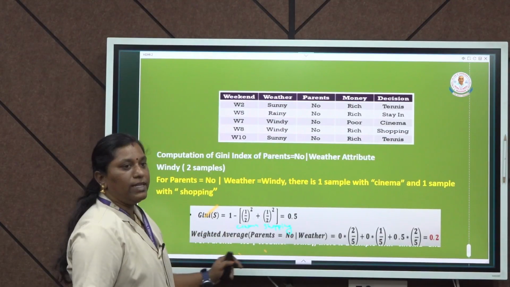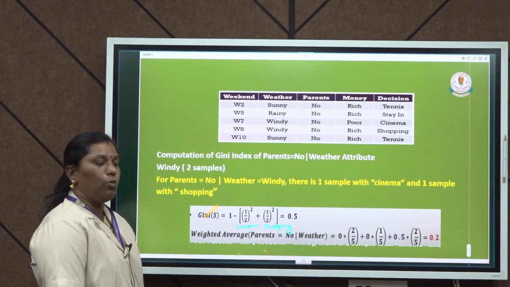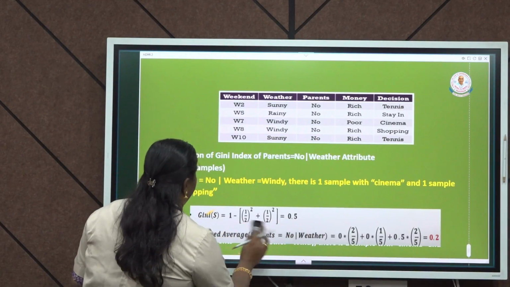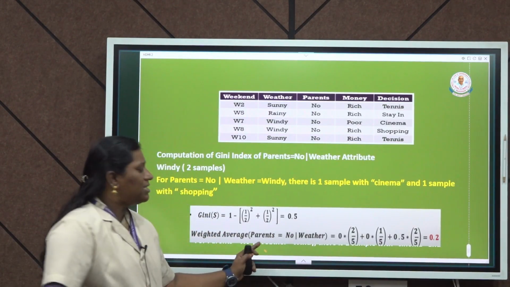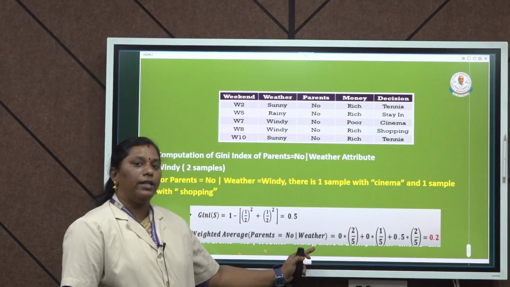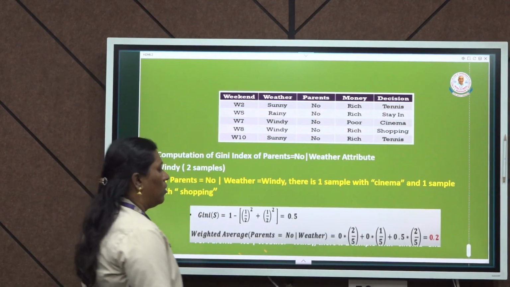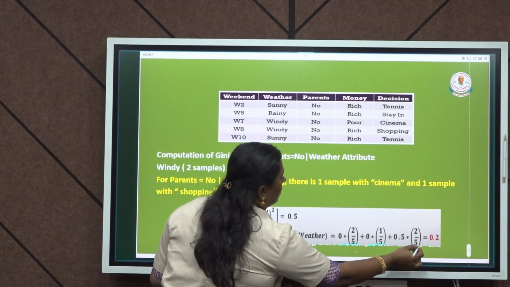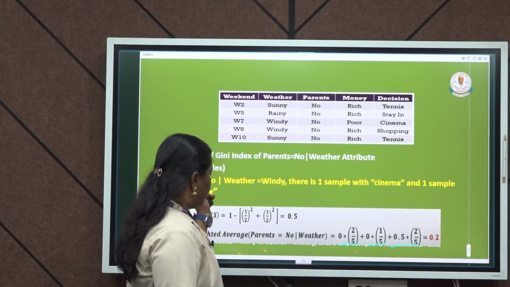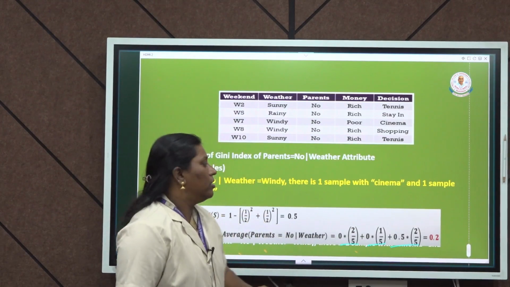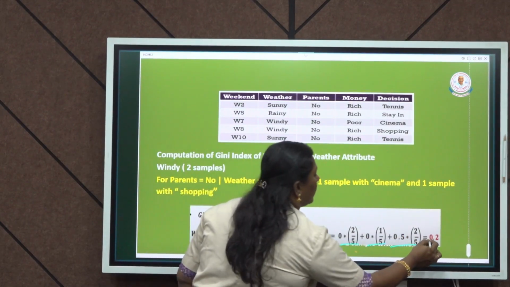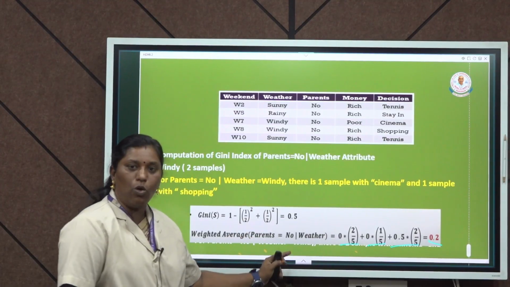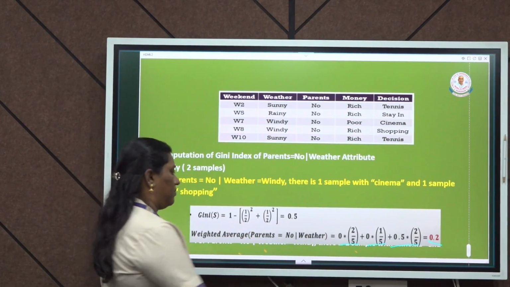While solving this calculation, we will be getting 0.5 as an output. Now we are going to calculate the weighted average for parent equal to no when the attribute is weather. It is for sunny, rainy, and windy. While solving this, we will be getting 0.2 as the weighted average when the parent is equal to no and the attribute is weather.